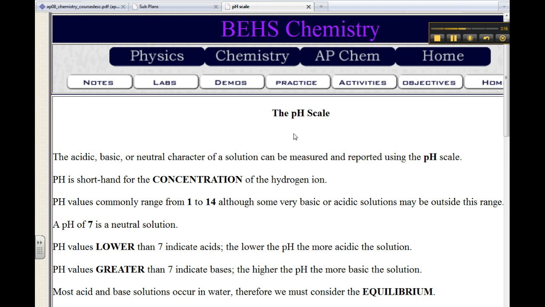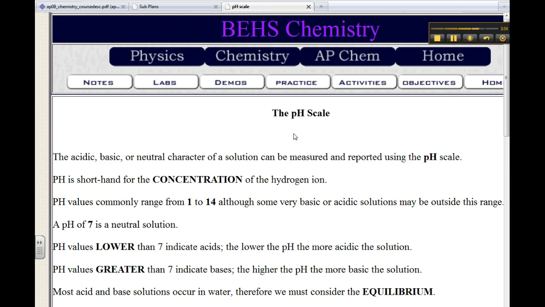The acidic, basic, or neutral character of a solution can be measured and reported using the pH scale. Little p, big H. pH is shorthand for the concentration of the hydrogen ion. It also kind of means the power of hydronium or hydroxide. If it's pOH, that would be hydroxide. pH values commonly range from 1 to 14, although some very basic or acidic solutions may be outside this range. Not in this class, they won't. We will always stay between 1 and 14. But I do have some acids in the back cabinet that are past a 1. And I don't know if my base is past 14, but it's very strong.